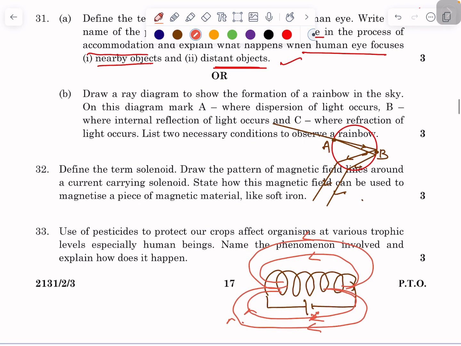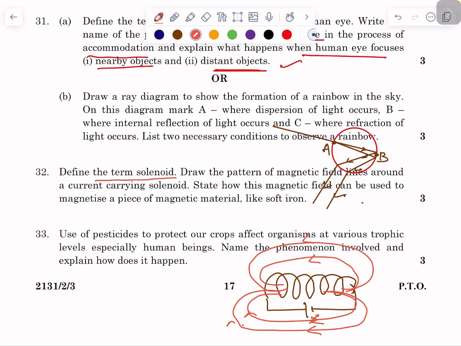So you have to define the term solenoid. Solenoid means a coil of many circular turns of insulated copper wire wrapped closely in the shape of a cylinder is called a solenoid. Draw the pattern we drew here. State how this magnetic field can be used to magnetize a piece of magnetic material like soft iron. A strong magnetic field is produced inside a solenoid, which can be used to magnetize a piece of soft iron kept inside it. You have to write like this.